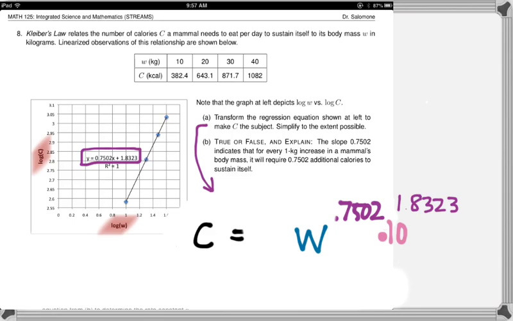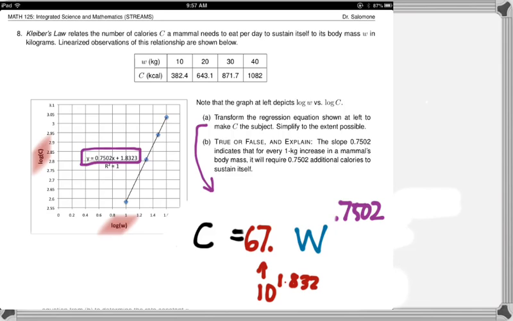What's 10 raised to the 1.8323 about? Did you do this step? It's like 67 point something. 0.9672, so we'll make it 67.97. Okay. All right, so that's the rearrangement and simplification step. You're not going to get your relationship between C and W to be much simpler than this one.